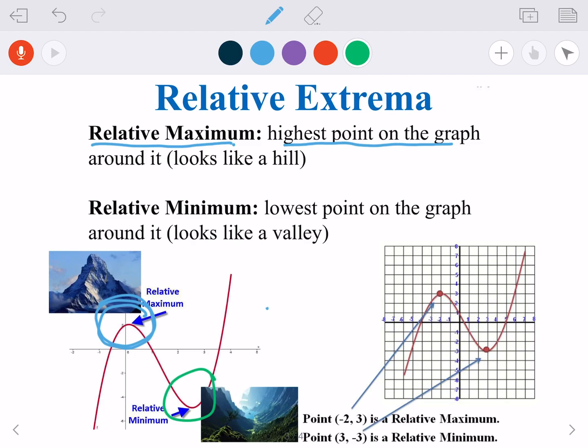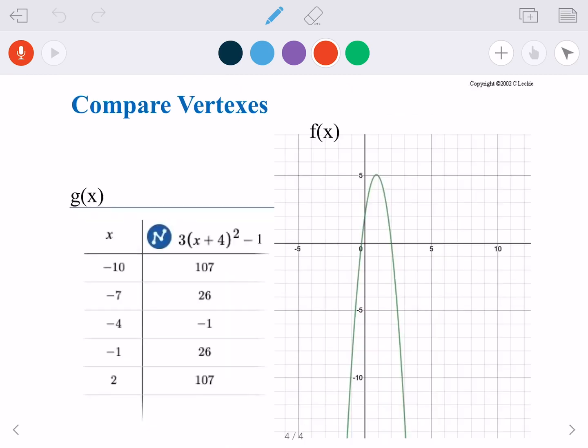So trying to picture things to help you remember. If you get a picture, sometimes it's easier to remember. Looking at this graph down here, I'm sorry I cannot make it larger. I'm trying to, but I can't. So looking at the points here, the point -2, 3, here is my relative maximum. Here is my minimum. If it was just one graph, this is your vertex. So let's talk about vertices.